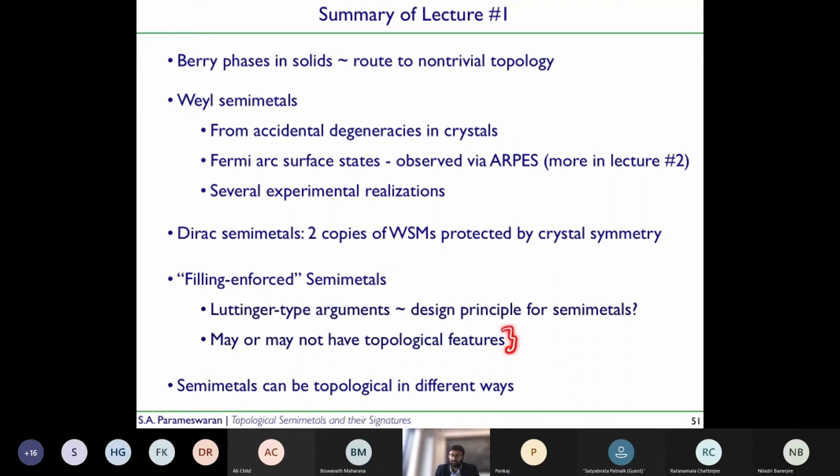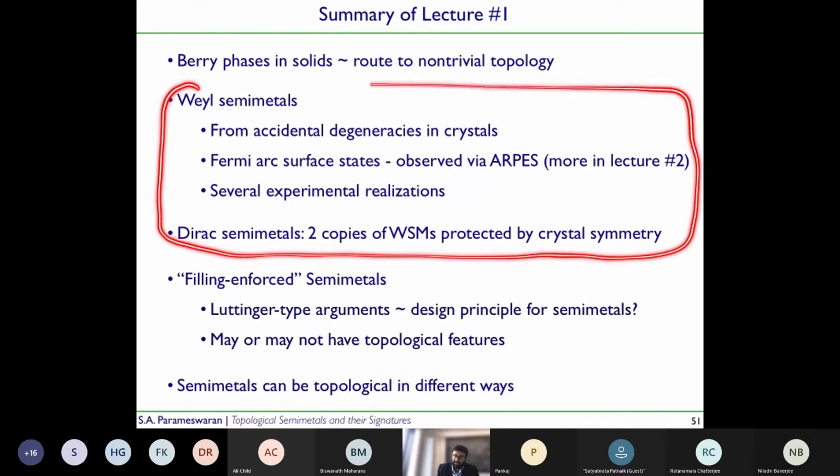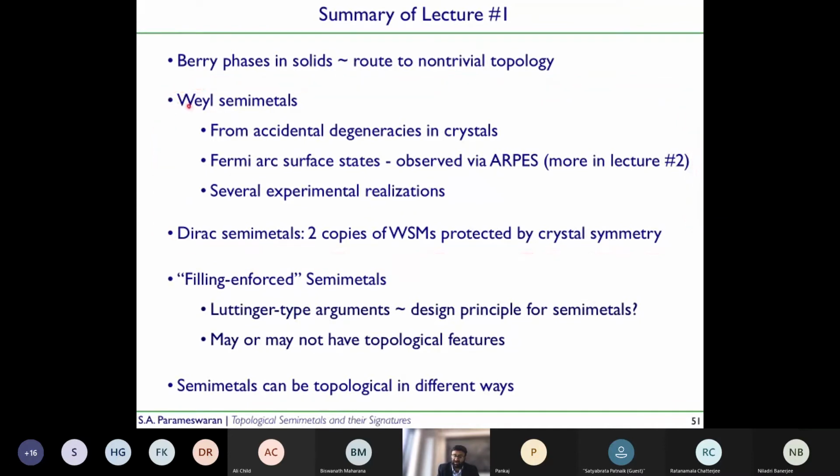But the problem with these filling enforced ones is that their topological features can be more subtle. They don't necessarily have Fermi arcs. So the thing to take away from this is that semimetals can be topological in different ways. Tomorrow I'm going to spend most of my time talking about transport and thermodynamic signatures of these Weyl and Dirac semimetals. Let me stop there and leave the last 5 minutes for questions on today's lecture.